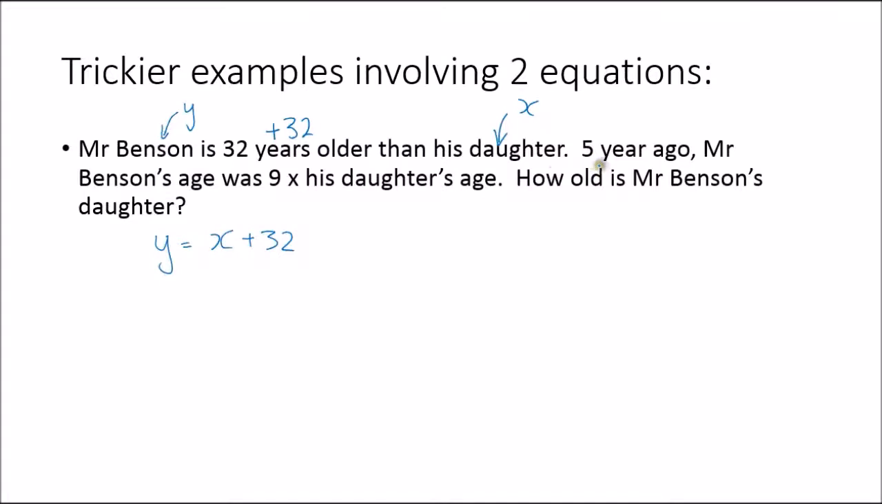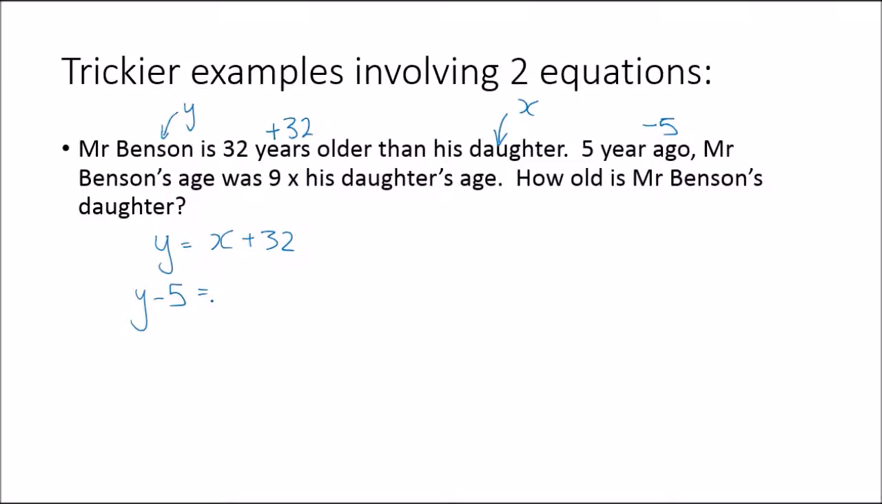Now then we're going to have a look at the next sentence and think about what this means. Now 5 years ago my age was 9 times my daughter's age. So what we've got to think about is how we would describe how old I was 5 years ago. Now my current age is y. So 5 years ago is minus 5. So my age was y minus 5.